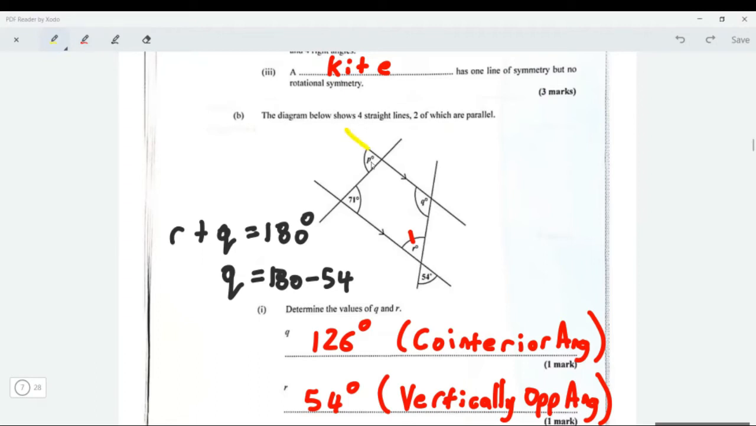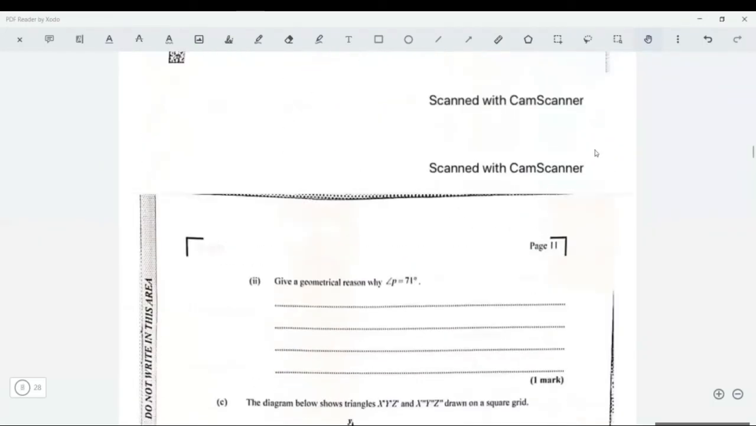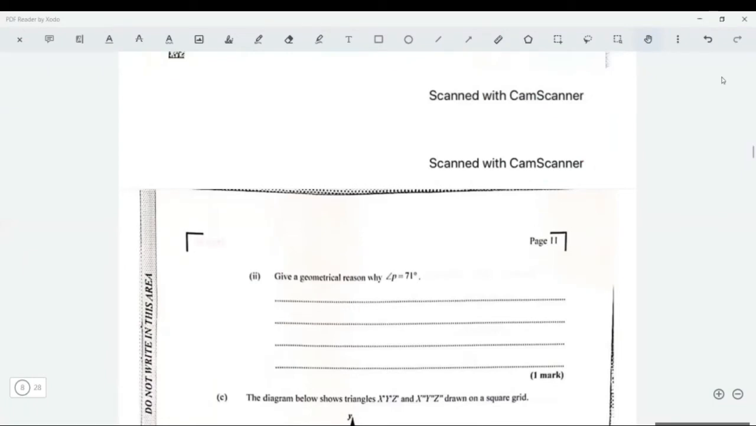If you remember, we have two parallel lines. These are the parallel lines. And then we have a transversal line. Any line that intersects two parallel lines, we call the transversal line. Then we can apply Z angles. So angle P is equal to 71 by the Z angle theorem or alternate angle theorem. So that's what we're going to write. By alternate angle theorem, angle P is equal to 71 degrees. So that's why you need to know the theorems.